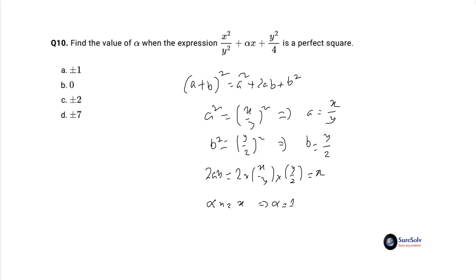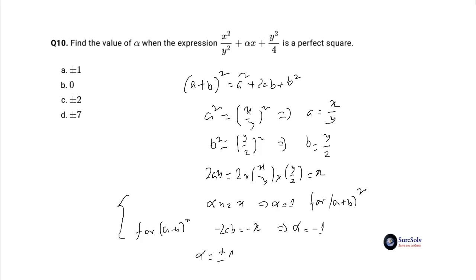But you have considered only the perfect square form of (a plus b) whole square. For the form of (a minus b) whole square, the middle term will be minus 2ab equal to minus x, and the desired value of alpha will be alpha equal to minus 1. So taking account of both forms of perfect square, the value of alpha will be alpha equal to plus minus 1. Answer is option A, plus minus 1.